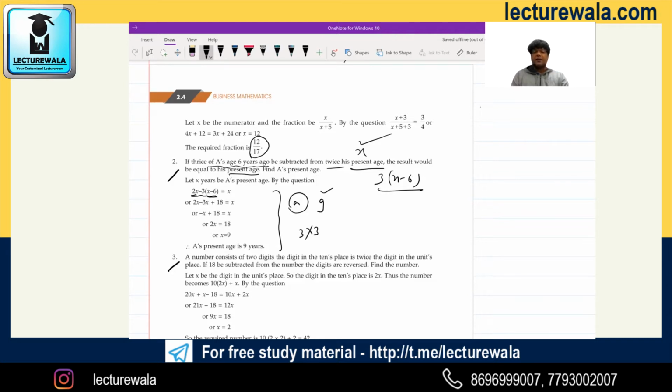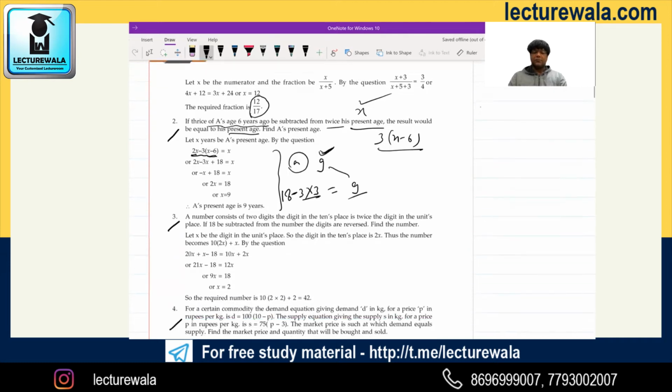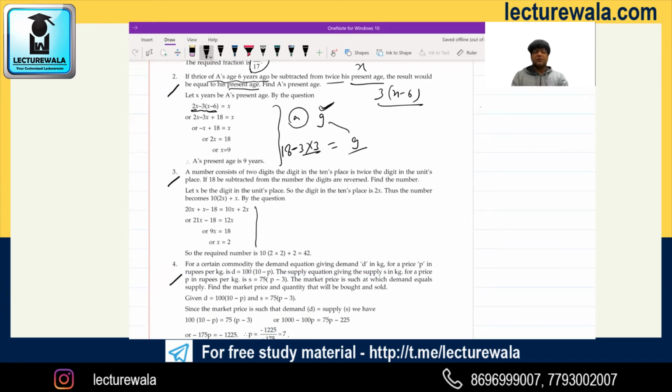This will be subtracted from where? From twice his present age. Twice his present age is 18. So if this is subtracted from 18, the result will be 18 minus 3 into his age 6 years ago, that is 3. And the question says this must be equal to his present age. Check whether this is equal to the present age: 18 minus 9 is equal to 9. Present age, yes. Satisfying the condition. So guys, this you will have to do. See, it is solved this way.